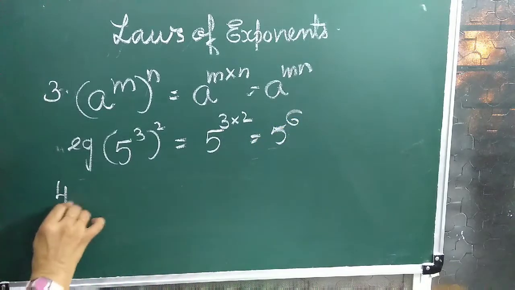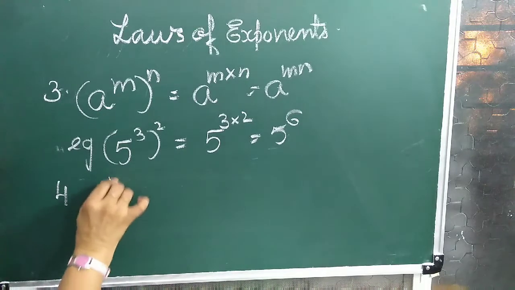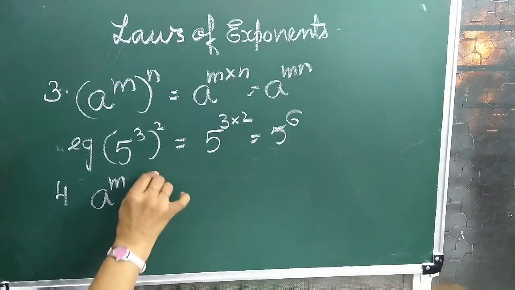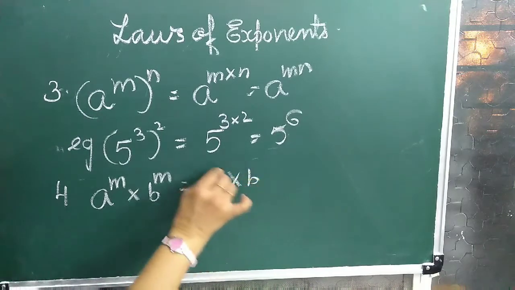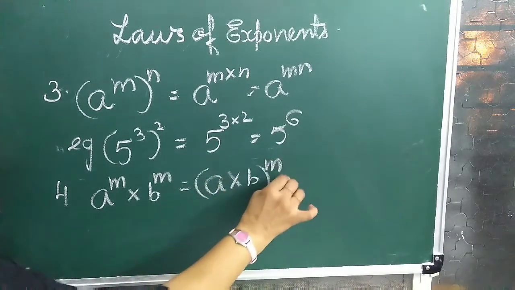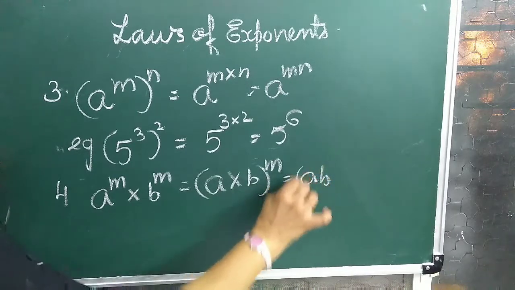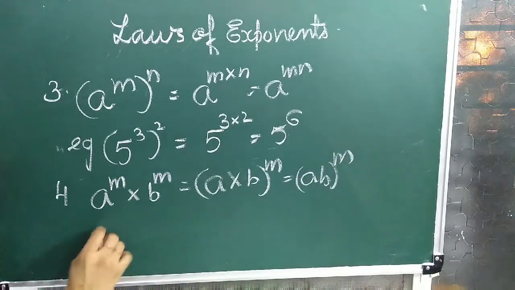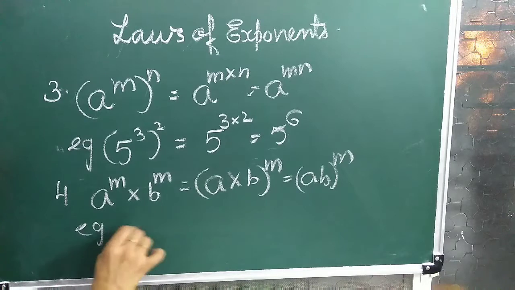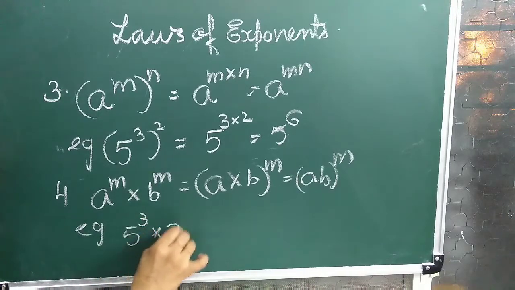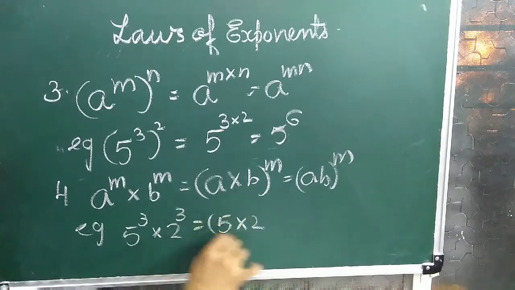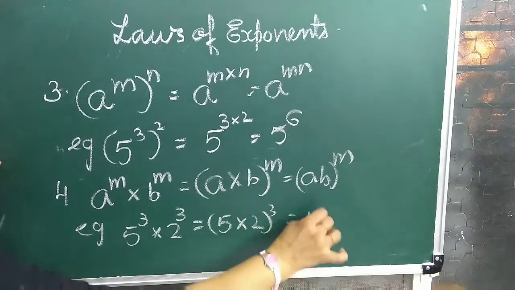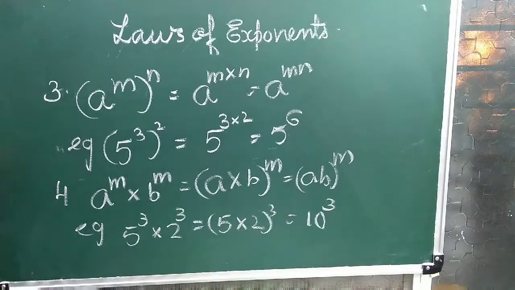Now the fourth law says a to the power m into b to the power m is equal to a into b whole to the power m, that's equal to ab to the power m. For example, 5 to the power 3 into 2 to the power 3 is equal to 5 into 2 whole to the power 3, that's equal to 10 to the power 3.